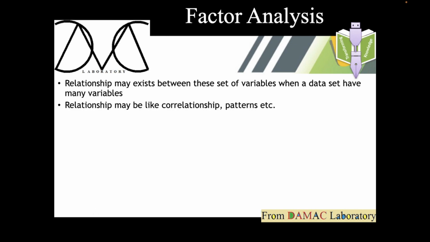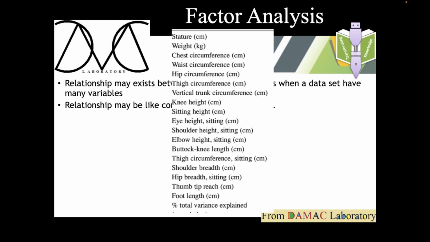So without losing any attribute, how can we reduce the set of attributes based on the relationships present among those measured attributes? That is called factor analysis. This relationship may be present in different forms, like correlations, patterns, trends, in different ways. For example, a human can be measured by many factors, like stature, weight, chest circumference, waist, all these things. There are many other factors available to measure a human.